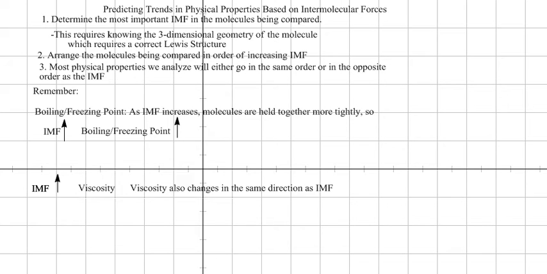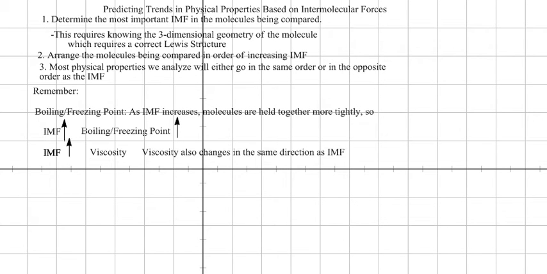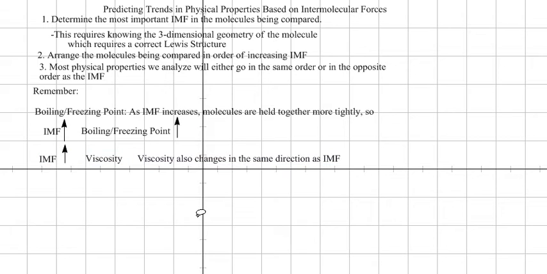So as the IMF increases, the molecules are held together more tightly. They slide over each other with less fluidity. It's harder for them to slide over one another, and the viscosity increases. Oops, I forgot one of my arrows, so this arrow should be here. As IMF goes up, viscosity goes up.